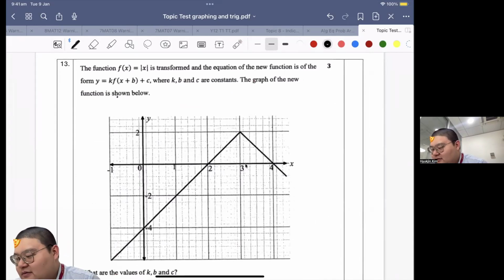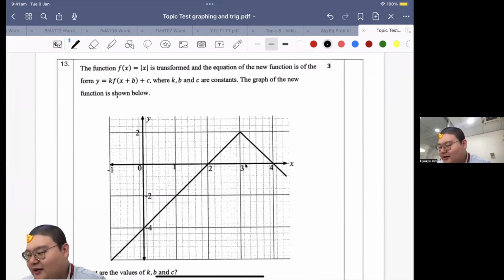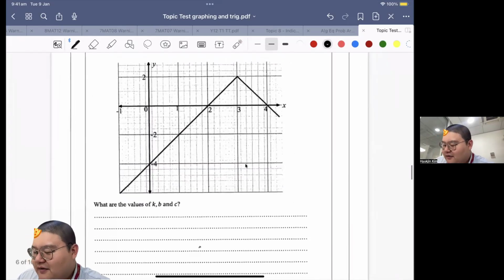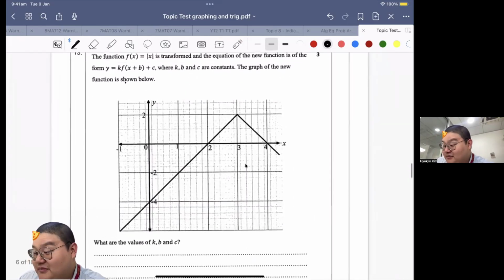I don't know if you guys noticed, but whenever I do these solutions for the topic test, it's also pretty much the first time that I see them too. I don't actually do them until I give it to you. So I should have really.